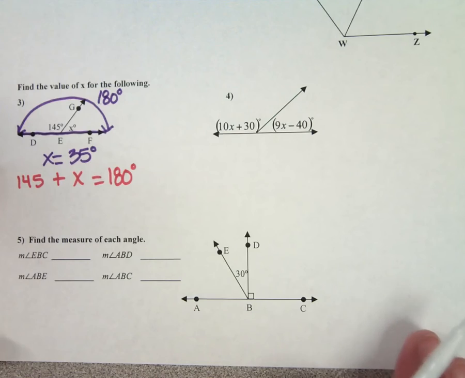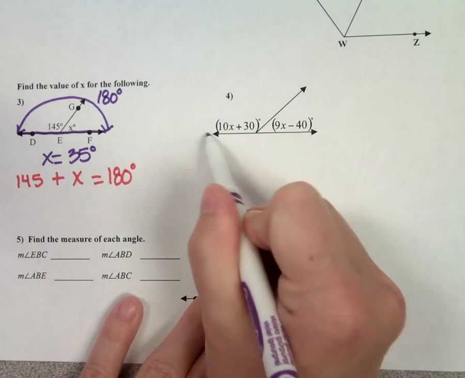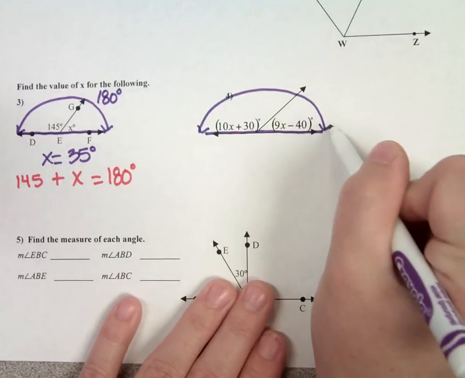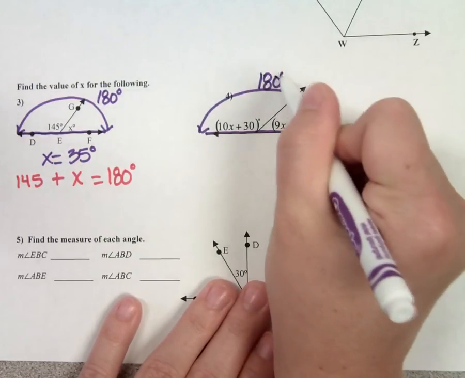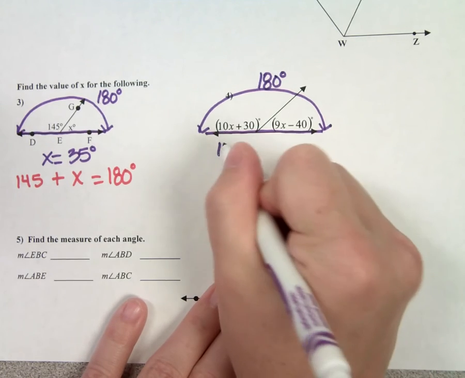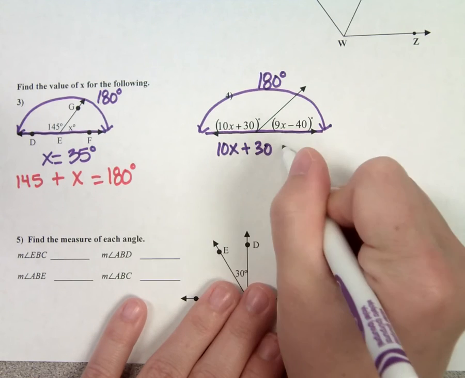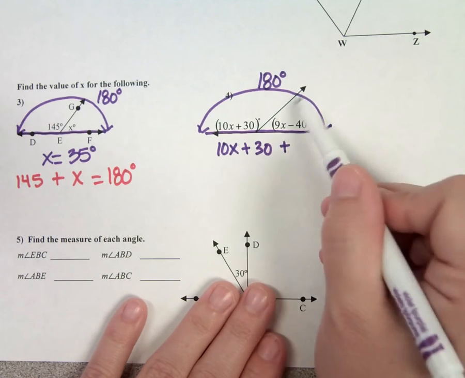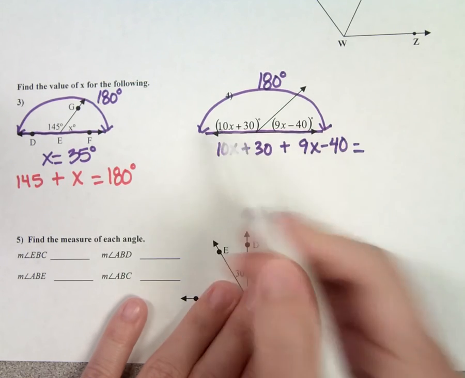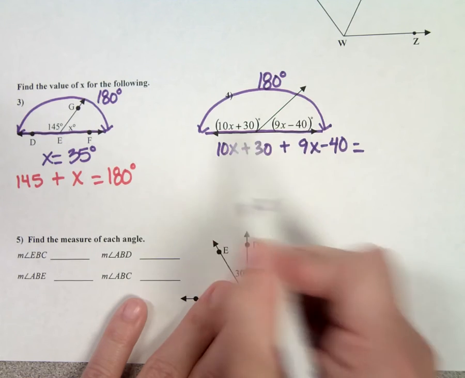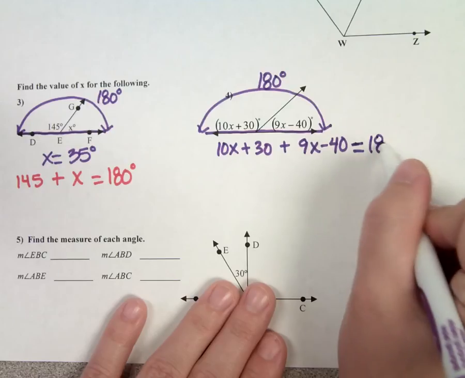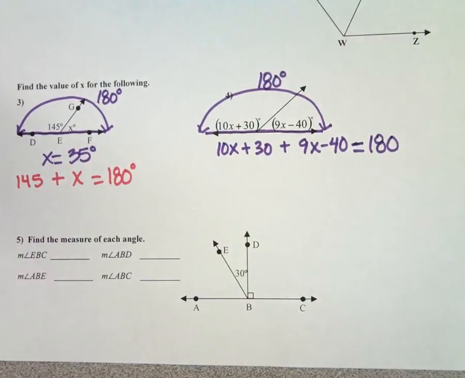Okay, number 4, we need to solve an equation. So here's my straight angle, my straight line. So how far is it from here to here? 180 degrees. So I know this little angle, 10x plus 30, plus this little angle, 9x minus 40, equals the whole big angle. And how much is the whole big angle? 180. And then I would just solve this equation.